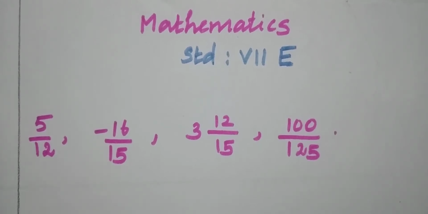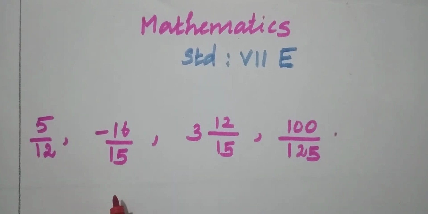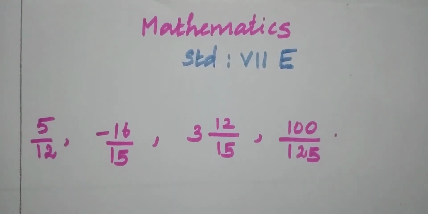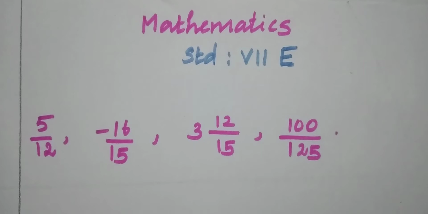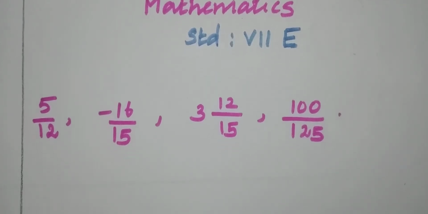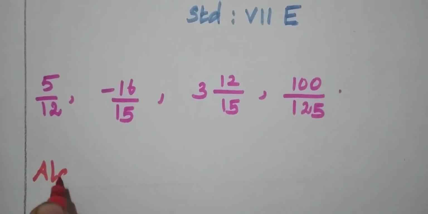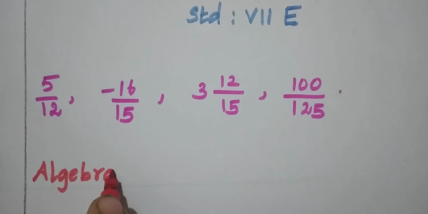Observe these numbers. What type of numbers are these? Yes, these are fractions. Observe that in these fractions, both the numerator and denominator are integers. Can we have fractions with variables or algebraic expressions? Yes. We have fractions with variables or algebraic expressions. That is called algebraic fractions. In today's class, we are going to learn about algebraic fractions.